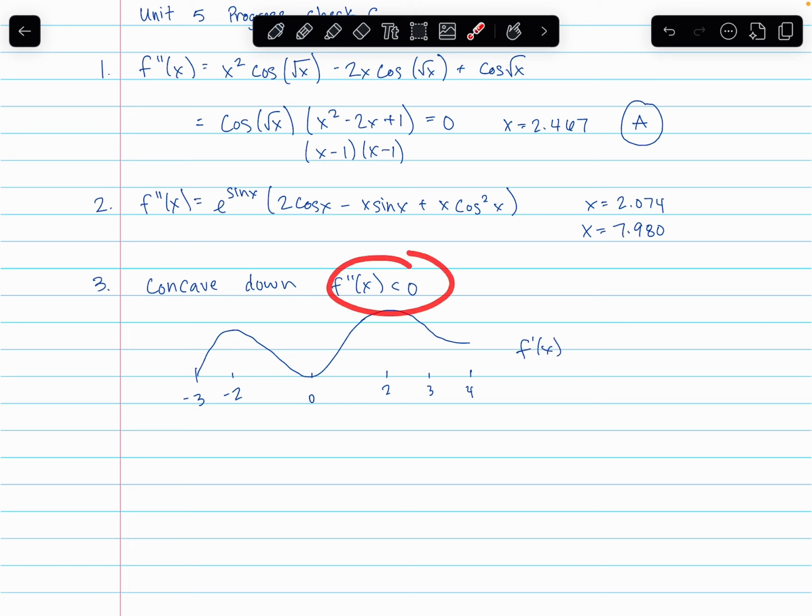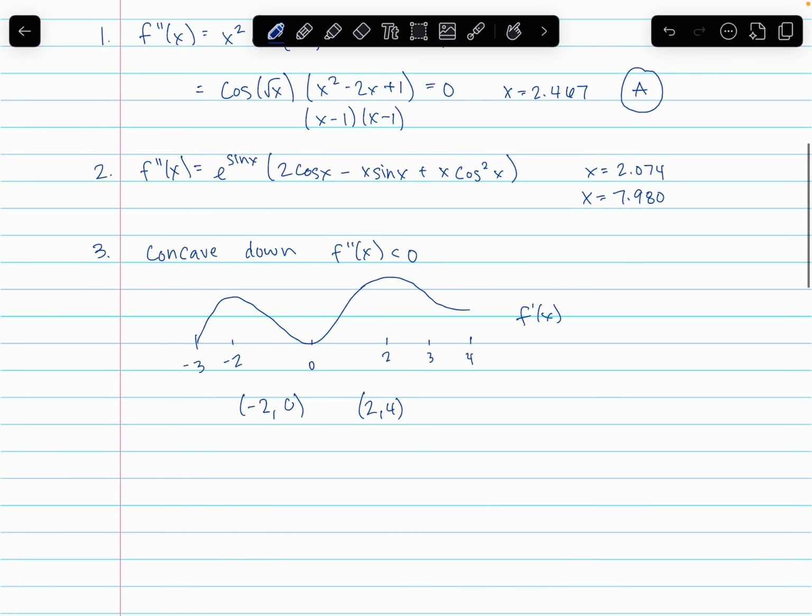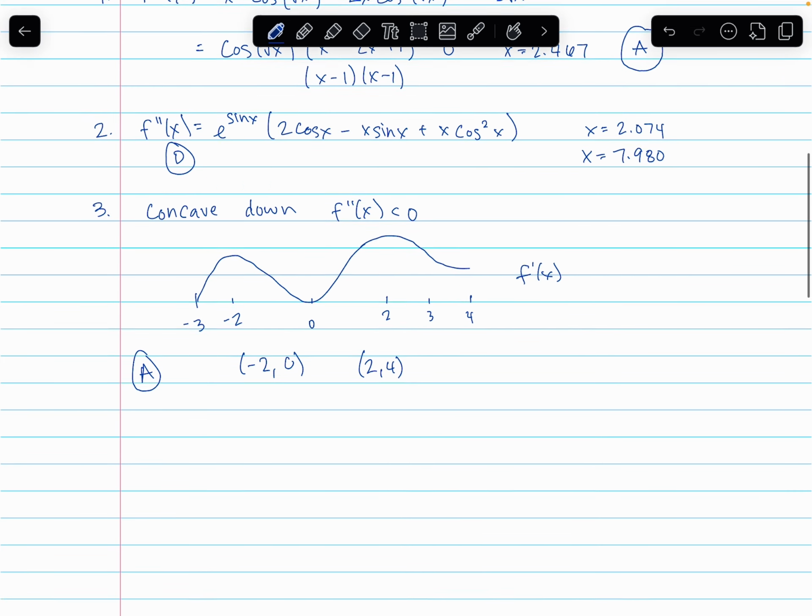We want to know when f double prime is going to be negative. That's going to be when the slope of this graph is negative. I can see the slope is negative here and here. This is where f double prime is going to be less than 0, because that's where the slope of f prime is negative. So the intervals are from -2 to 0 and 2 to 4. So that's going to be A.